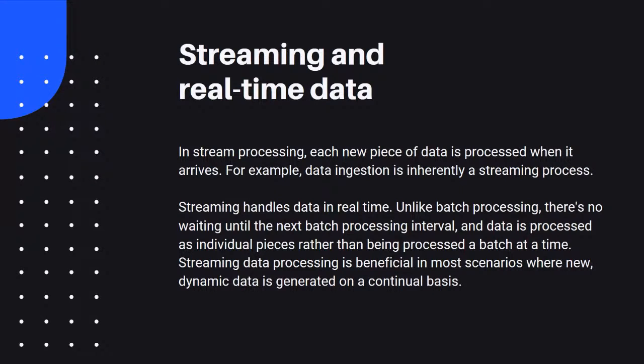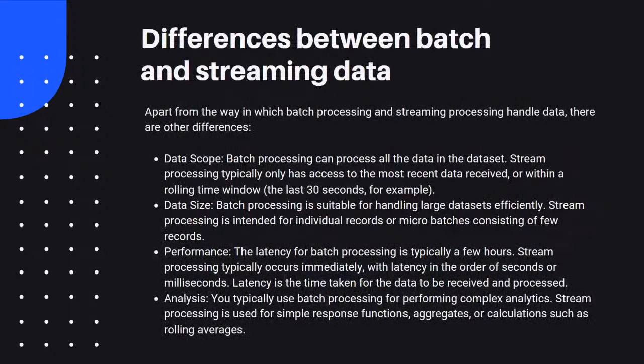Now, coming towards the difference between batch processing and stream processing. Talking in terms of data scope, batch processing can process all the data set together. Stream processing, on the other hand, typically accesses only recent data, only a single small unit of data, and processes that.